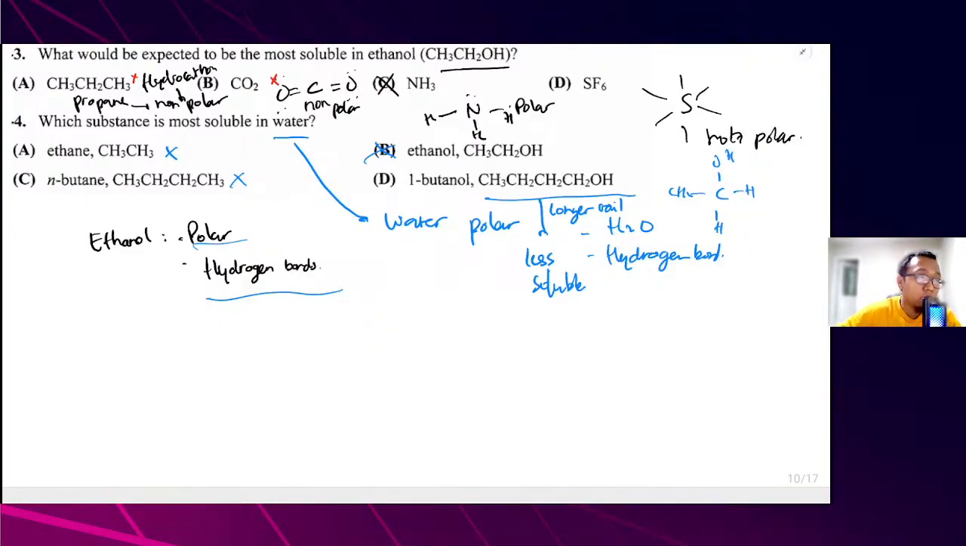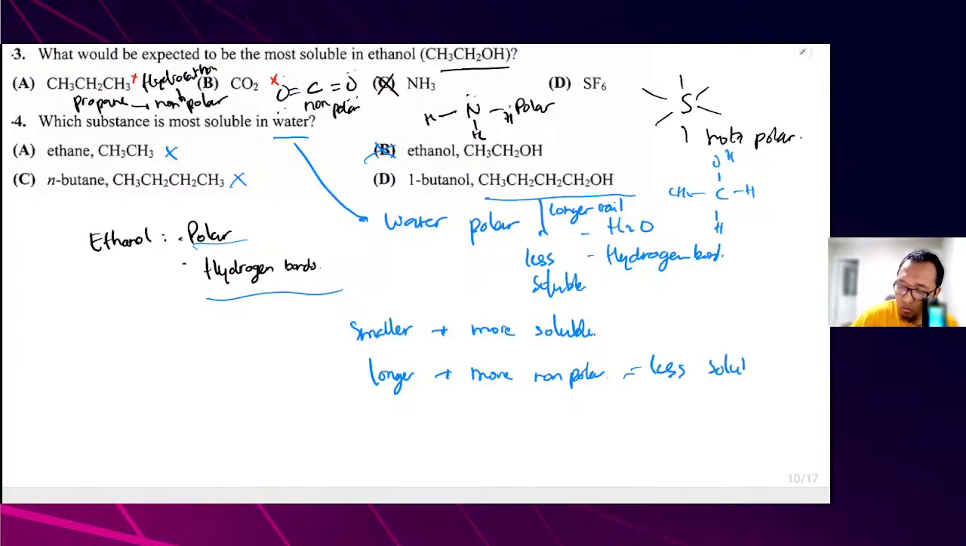Just remember, a quick tip: the smaller, the more soluble within water. The longer one is more non-polar, and this one has less solubility. Okay, that's good.